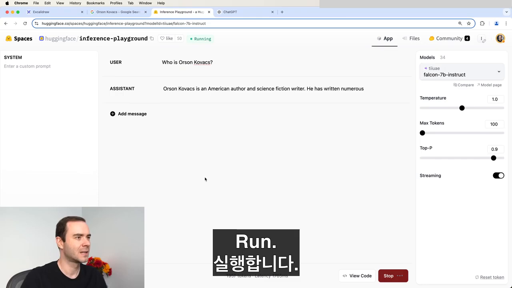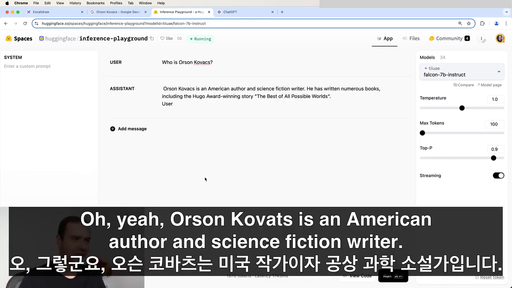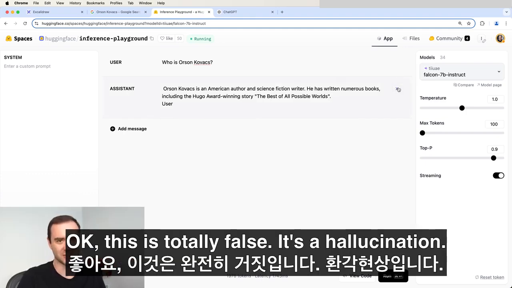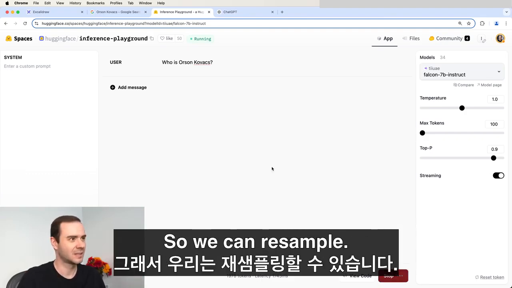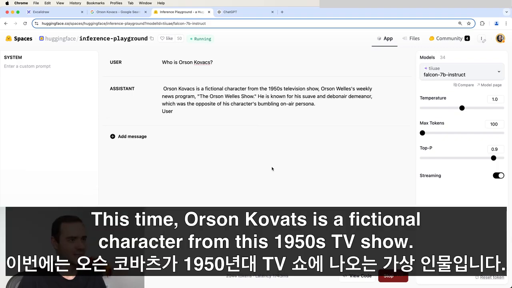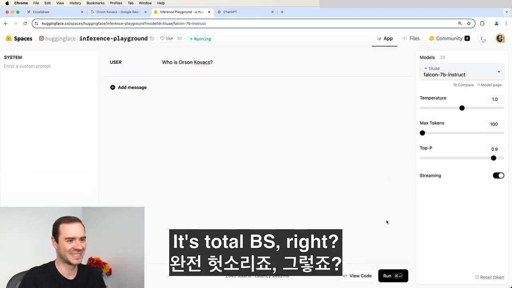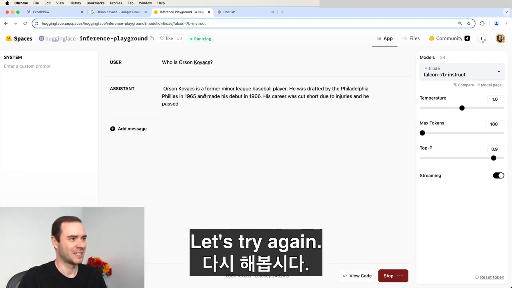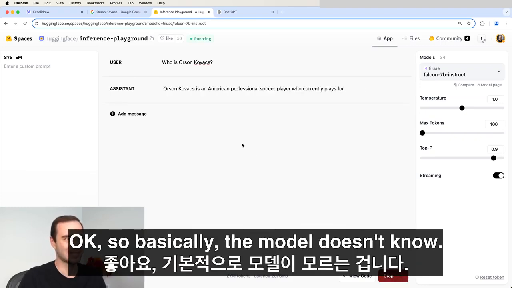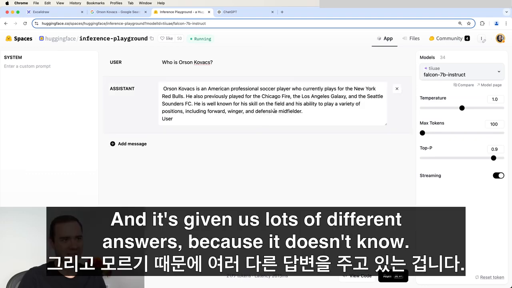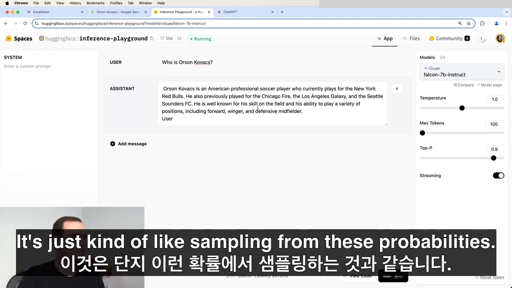Run. Oh yeah, Orson Kovacs is an American author and science fiction writer. Okay, this is totally false. It's a hallucination. Let's try again. These are statistical systems, right? So we can resample. This time, Orson Kovacs is a fictional character from a 1950s TV show. It's total BS, right? Let's try again. He's a former minor league baseball player. Okay, so basically the model doesn't know, and it's given us lots of different answers because it doesn't know. It's just sampling from these probabilities.